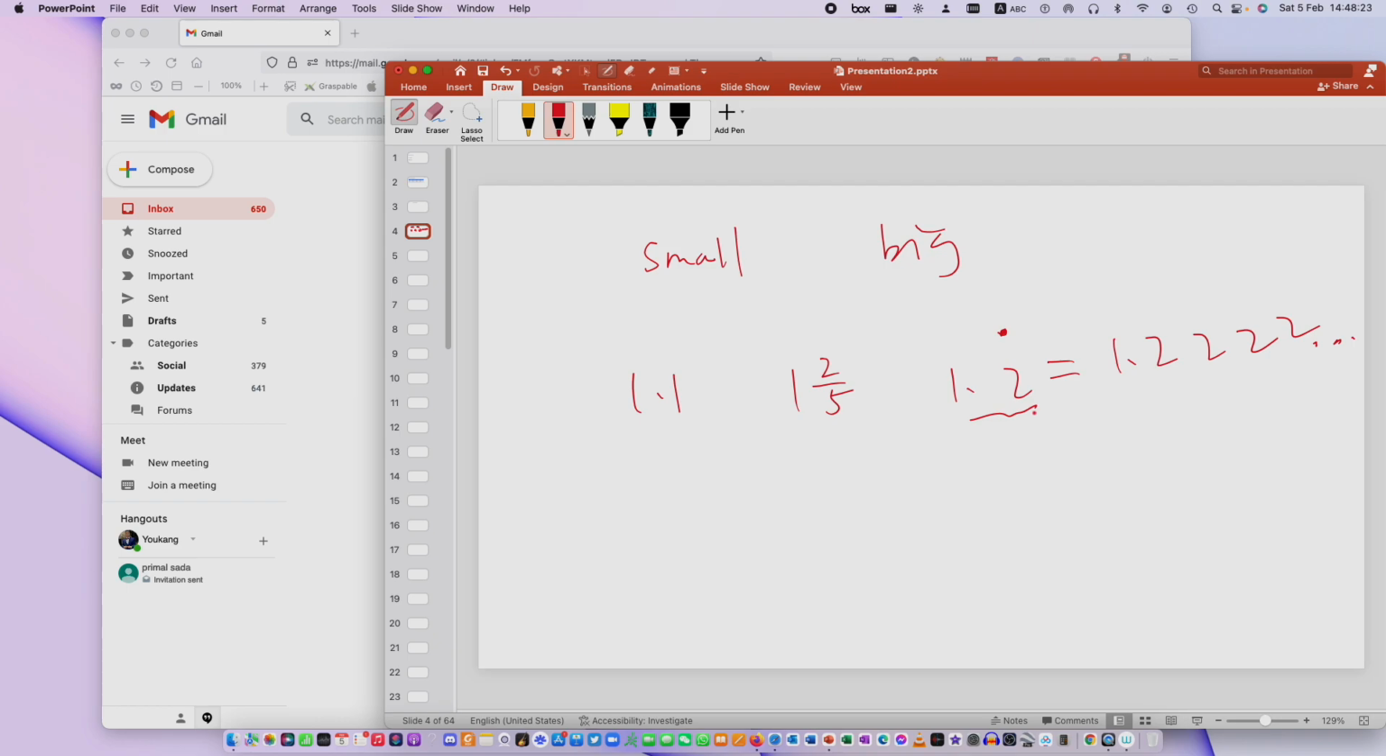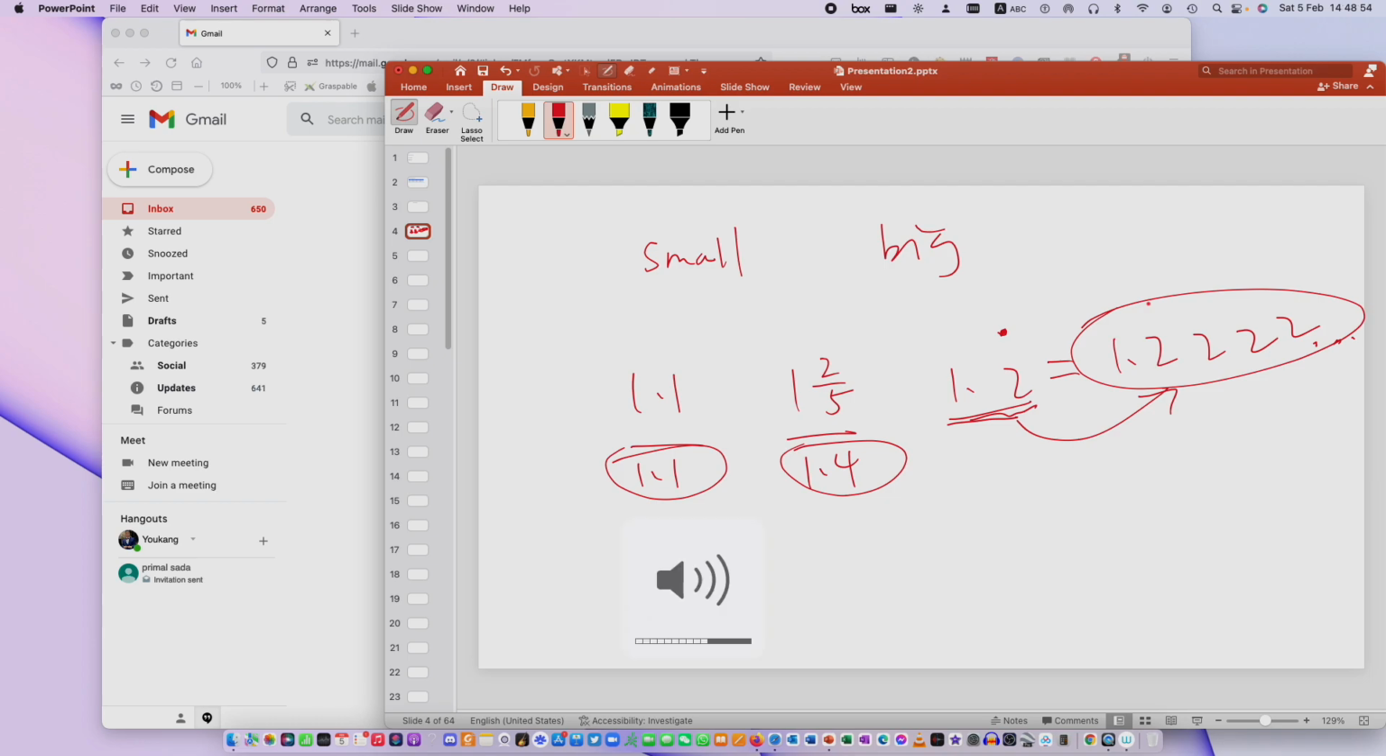So if I ask to rank this small to big, it's hard to compare if this is in decimal and this is in fraction and this is in this kind of notation. So it's easier for you to convert them to decimal numbers first, right? Then I can tell which one is the smallest among these 3. 1.1. Very good. So 1.1 is the smallest.